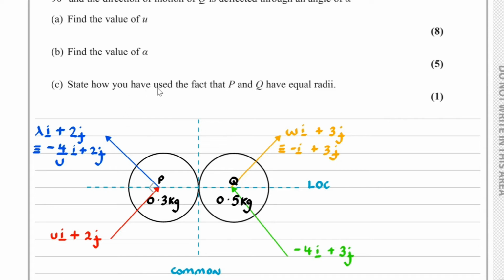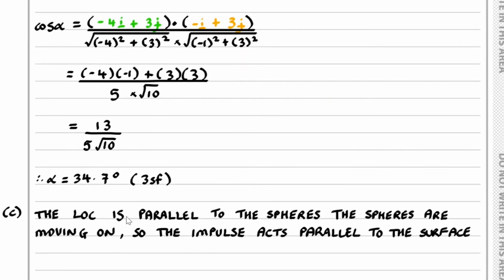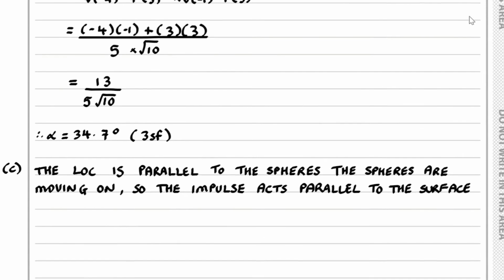Now for part C, we have to state how we have used the fact that P and Q have equal radii. Well, the line of centres is parallel to the surface the spheres are moving on, so the impulse acts parallel to the surface.